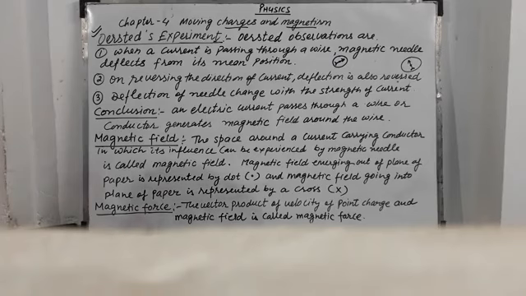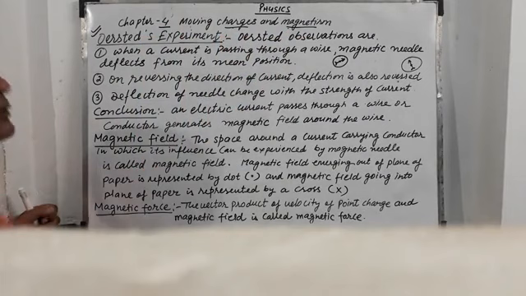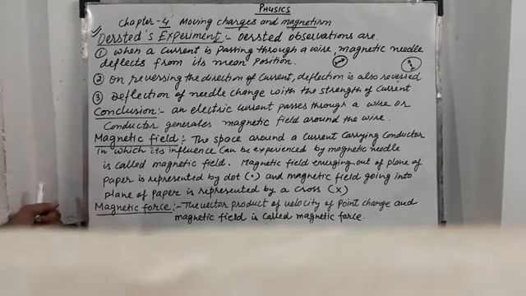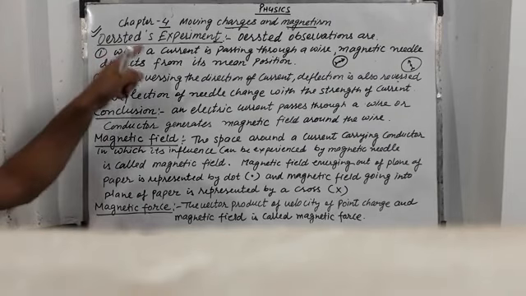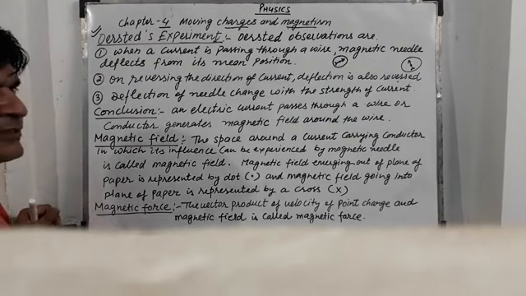Good morning, students. This is chapter number 4, moving charges and magnetism. The first heading of this chapter is Oersted experiment. This is a topic of 10th class, so you know very well.